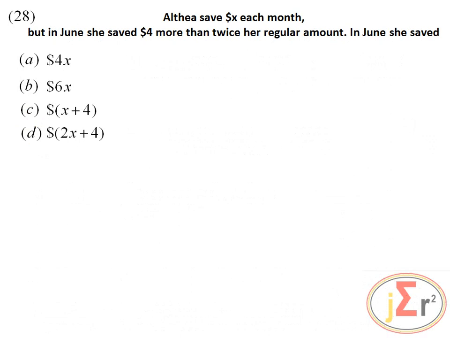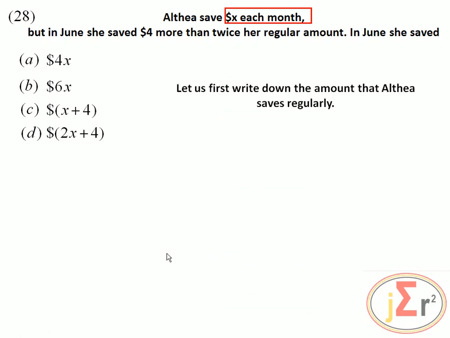Althea saved X each month, but in June she saved $4 more than twice her regular amount. How much did she save in June? So let us first write down the amount that Althea saves regularly. She saves X dollars each month. In June, she saved what? $4 more. An additional $4.